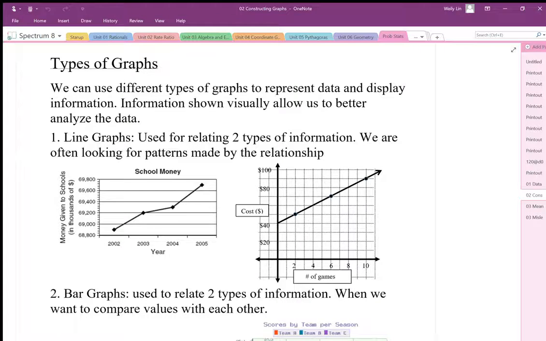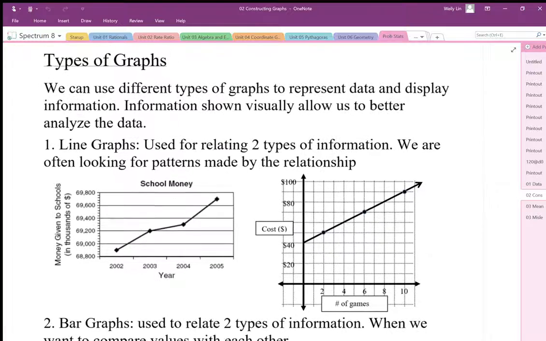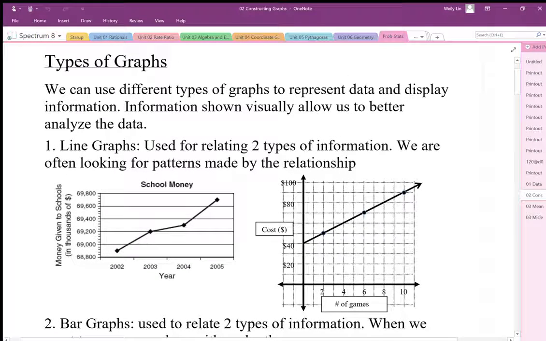So we were looking at the different types of graphs that we use to display data. Information that we see visually is much easier to analyze because we can look at the data and get a sense of it. And we can infer a lot more information than just looking at numbers. So line graphs are a good way to look at data.